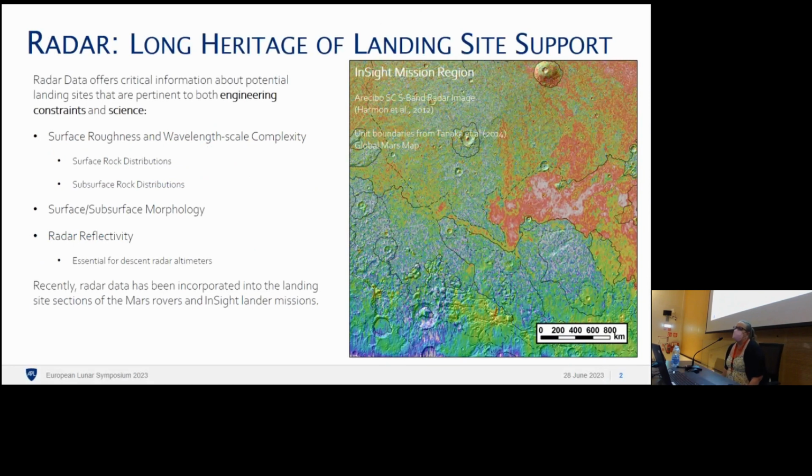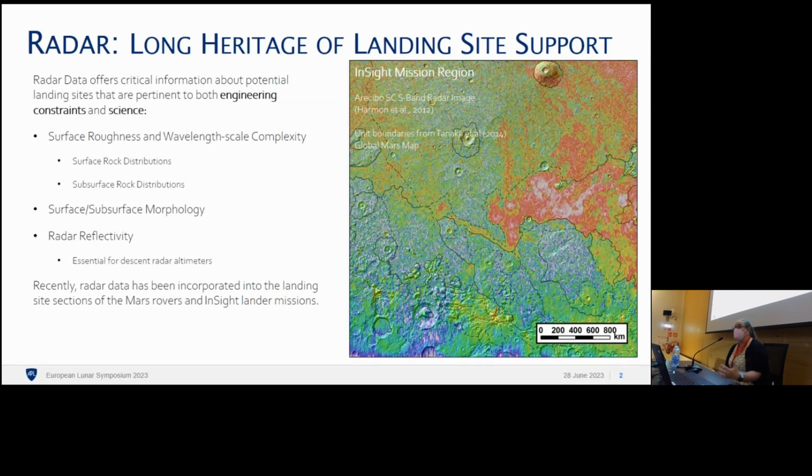Radar data is really important in landing site characterization and for landing site support. It has a very long heritage across the solar system, particularly on Mars. You can see here an Arecibo image of the InSight landing region on Mars, and it can tell you a lot about the surface properties, the roughness, where there might be boulders, and it gives you information on the size ranges and scales of the radar wavelengths.